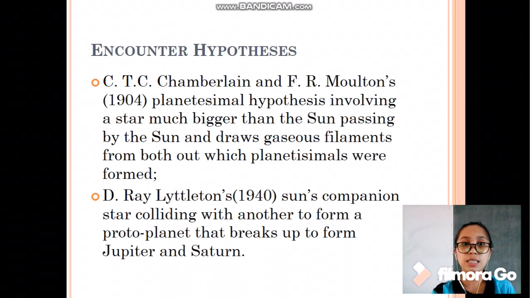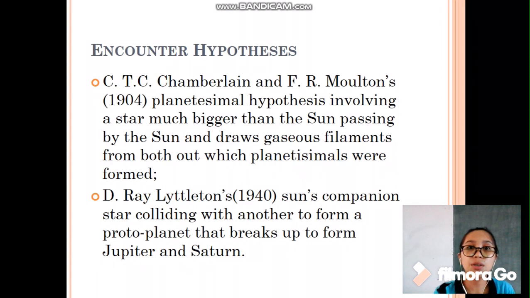Next, we have Chamberlain and Moulton's planetesimal hypothesis, in which a star much bigger than the sun, passing by the sun, draws gaseous filaments from both. Nagkinuha ay sila. From these, planetesimals were formed. Next is by Ray Littleton: the sun's companion star colliding with another star, and a protoplanet breaks up to form Jupiter and Saturn. Okay, that's his encounter hypothesis.